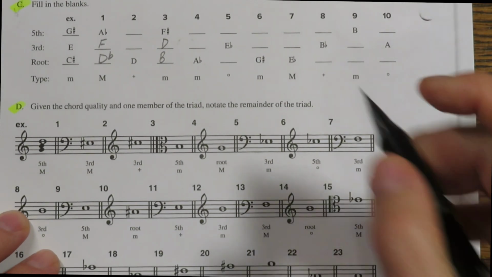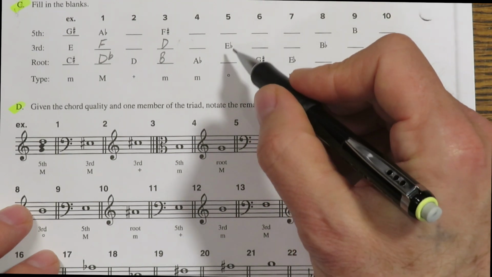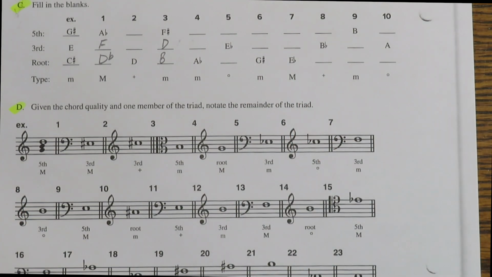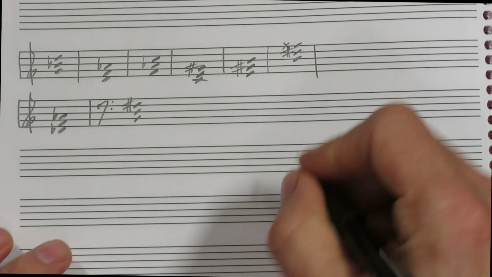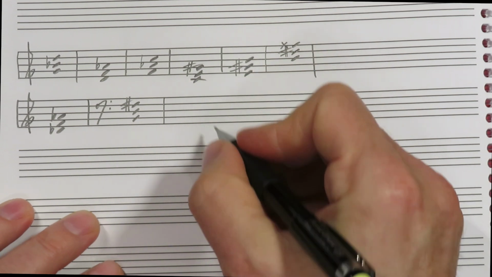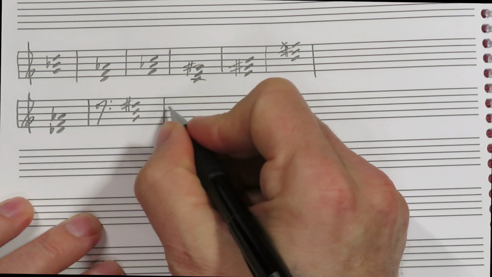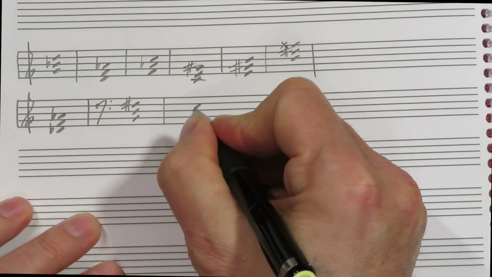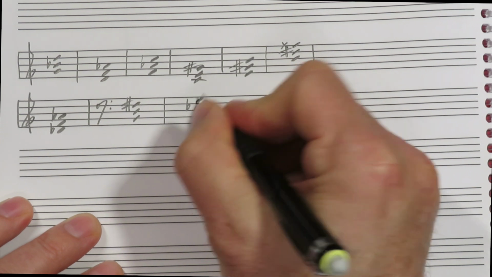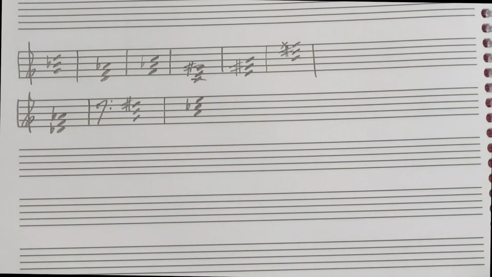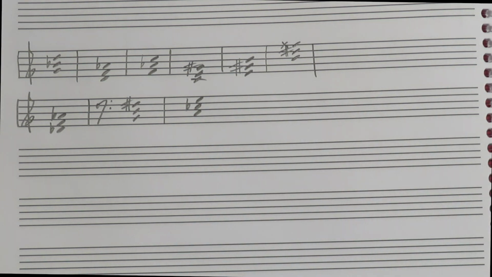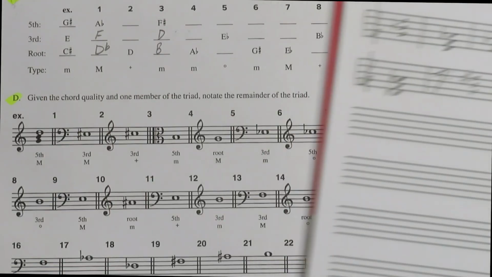Now, number 5. We have a diminished triad, and we have the E flat as the third. Okay. We'll stay in bass clef. And so the third is going to be an E flat. So we're going to stack it like that. Alright, because we already have the middle. So we just need the root and the fifth. And we want it diminished.